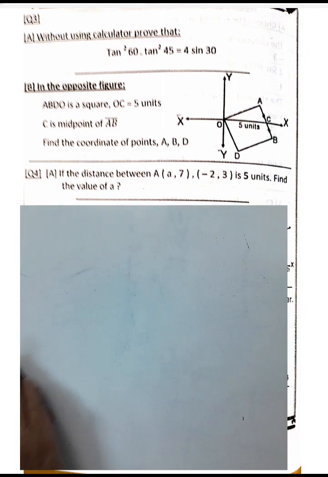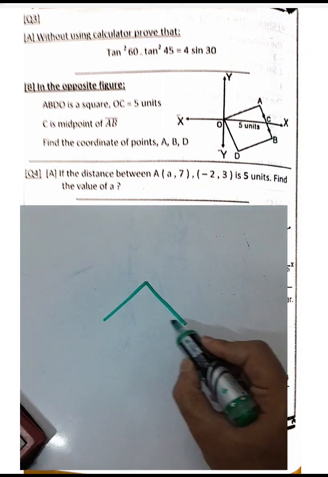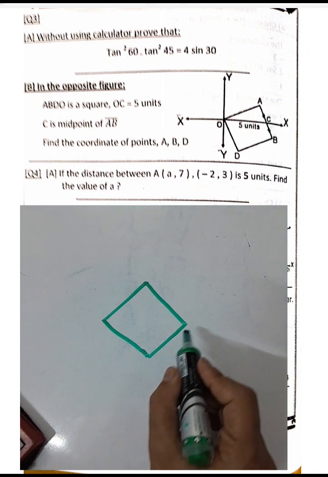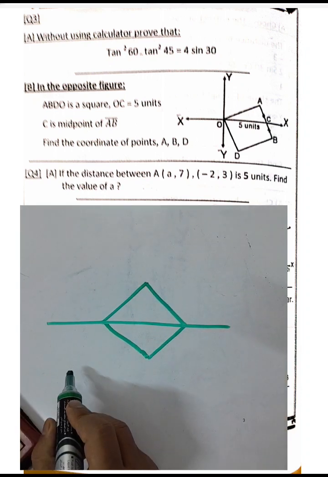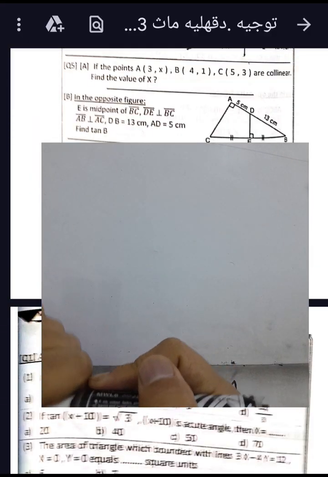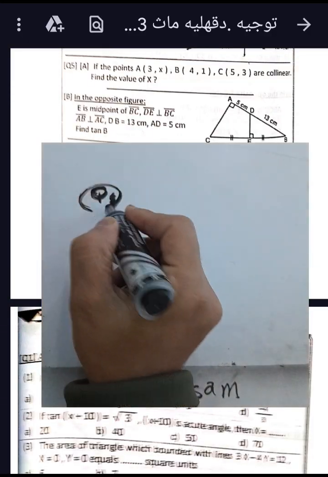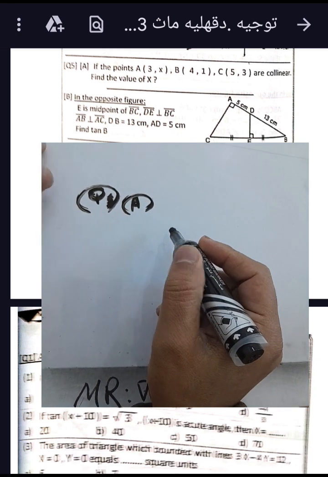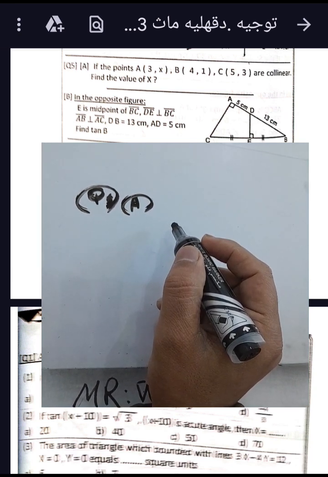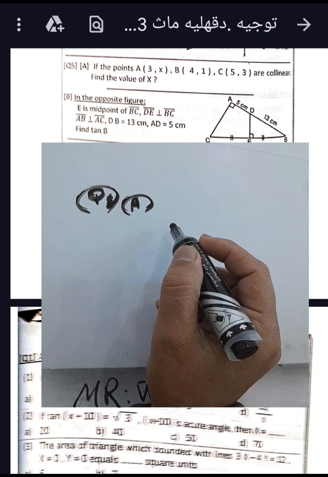Okay, first step, I will draw this square. Number 5, letter E. If the points A (3, x), B (4, 1), and C (5, 3) are the coordinates, find the value of x.